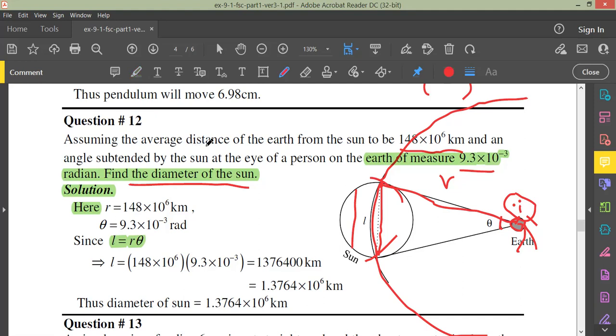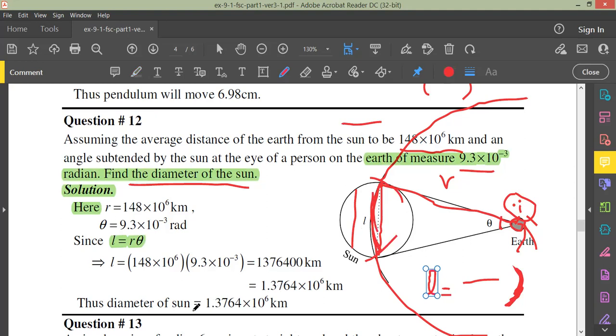Assuming the average distance of the earth from the sun to be this, simply remember that this L is not a straight line. This is an arc. If we learn this, we can apply it on every question. We can guess that this will not be equal to the value of r. Although this is a distance, the straight distance will be equal to r, and this kind of distance will be equal to this.